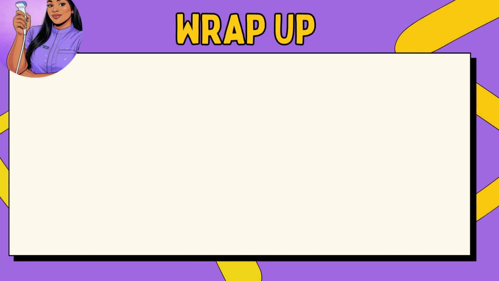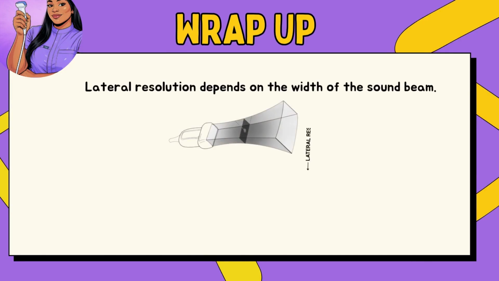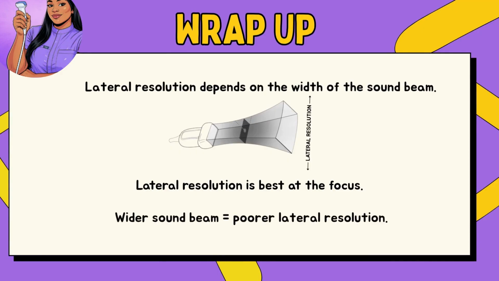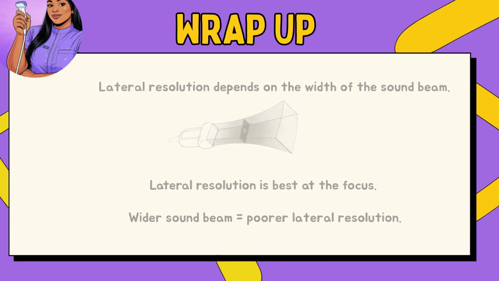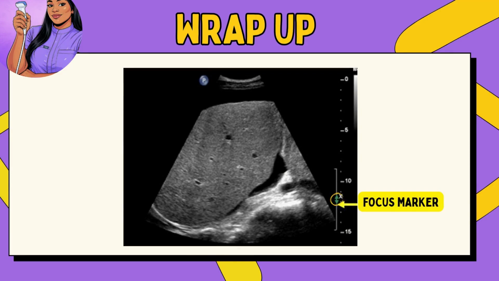The SPI exam loves to test this concept, so just remember lateral resolution equals beam width. It is best at the focus because it is the narrowest part of the sound beam. And if there's a wider beam, that's going to be poorer lateral resolution. And from a practical scanning point, this is why we always place our little focus marker right at or just below the structure we care about. Doing that tells the machine, hey, I want to make the sound beam narrow right here so we can get the cleanest edges and clearest image detail possible.